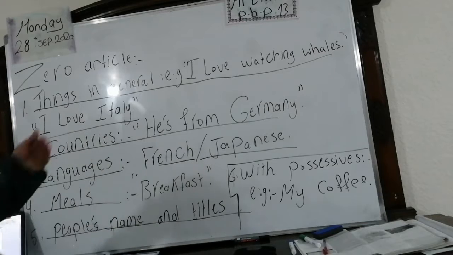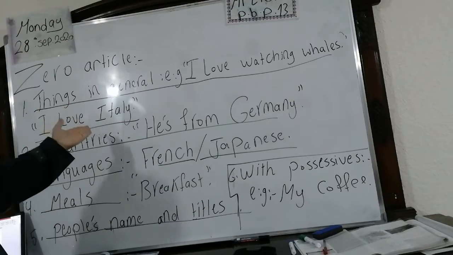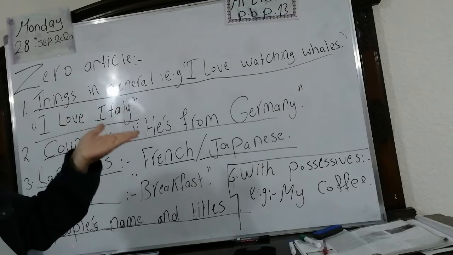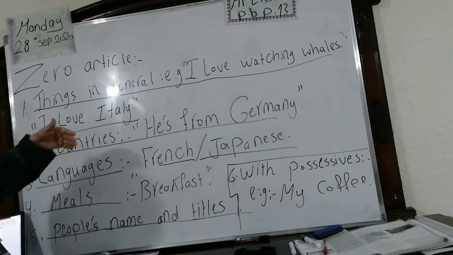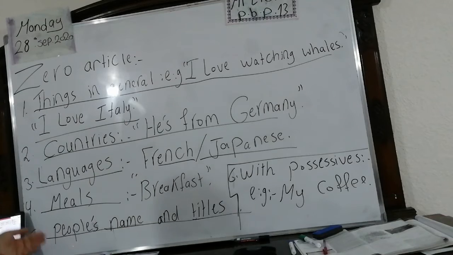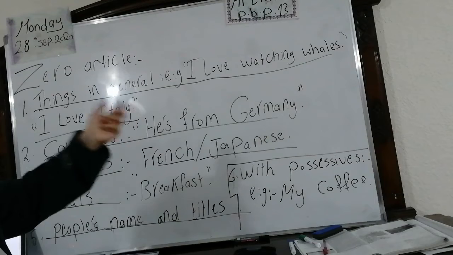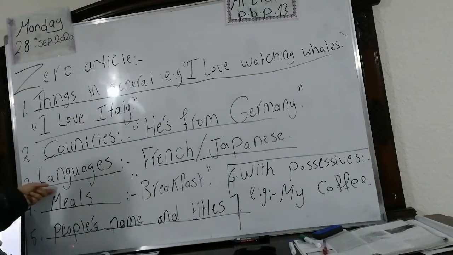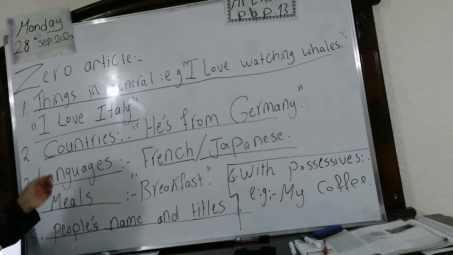We're going to move to zero article, when we cannot put anything. Number 1, things in general. For example, I love watching whales. Not specific ones, whales in general. Or I love Italy. Okay? Number 2, countries. He's from Germany. Zero article. 3, languages. French or Japanese. Number 4, meals. Breakfast. Without anything.